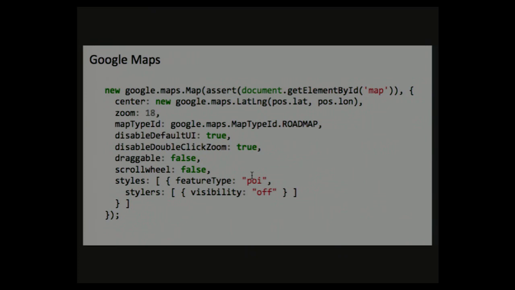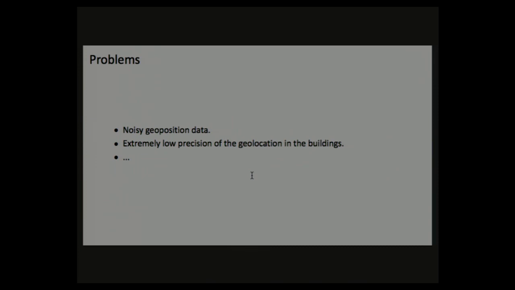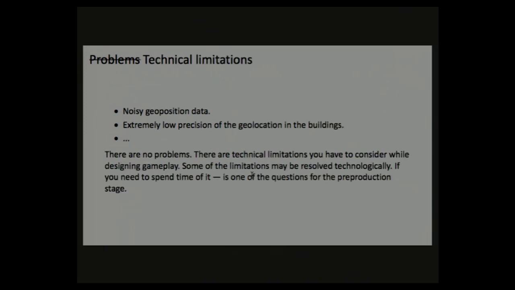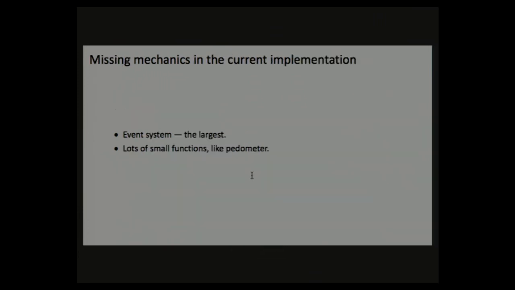And, well, the problems. The problem here is noisy geoposition data from the client and extremely low precision of geolocation in buildings. But there's no other problems. Actually, those are technical limitations you have to adjust your gameplay for. What's missing? The event system is sorely missing. It has to be added to the engine, and lots of small functions like a pedometer, the number of steps you take and the meters you walked, so you can tie some gameplay mechanics to it.